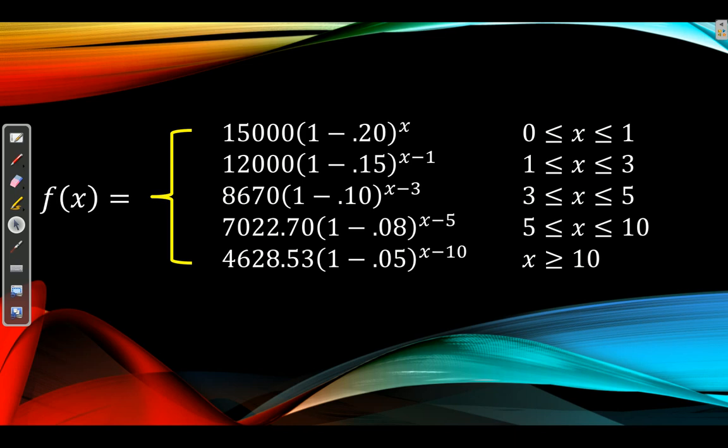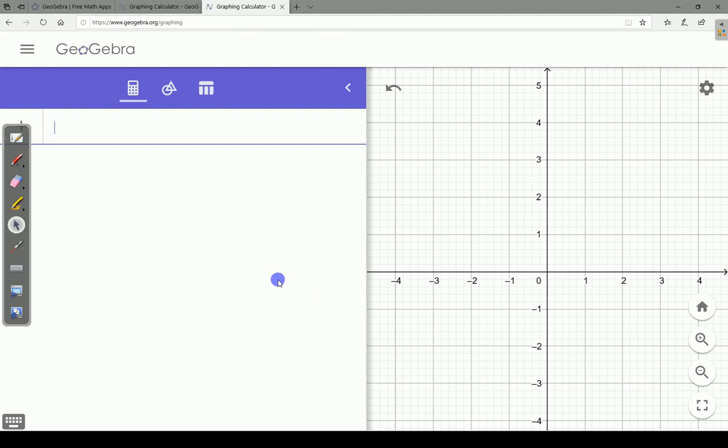So the first step is you have to type in each equation individually into GeoGebra, and you're going to give each one of them a name. Because there's so many of them, I'm just going to start with f. So f(x) is equal to, I'm going to type in my first one, 15. Again, your numbers will be different. 1 minus 0.20 raised to the power of x. So there's my first one.